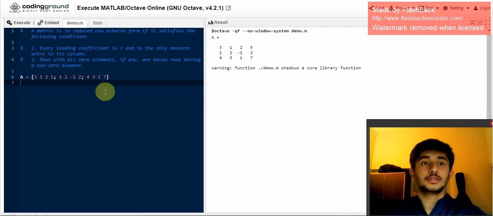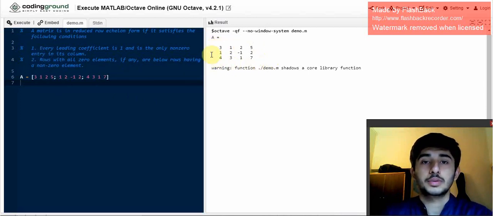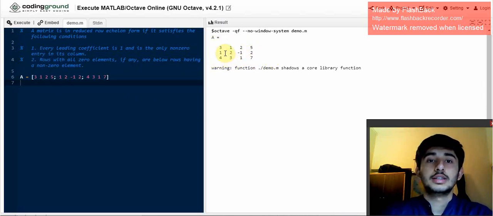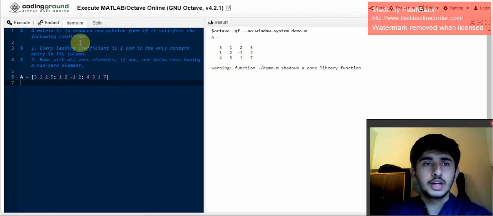Alright, so let's start off where we left in the previous video, taking the same matrix that we had in the previous example. It's a 3x4 matrix, and now I'm going to show you how to convert this matrix, or for that matter any matrix, into a reduced row echelon form. Now what is a reduced row echelon form?